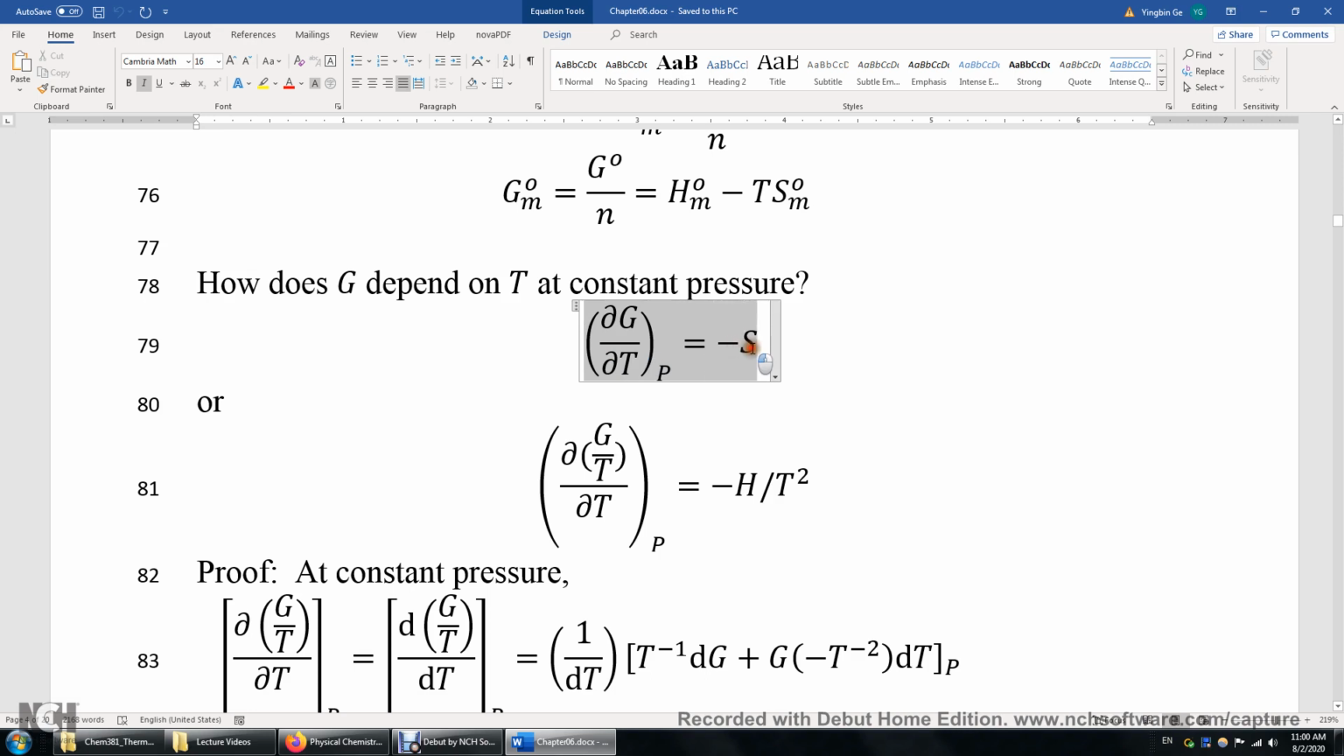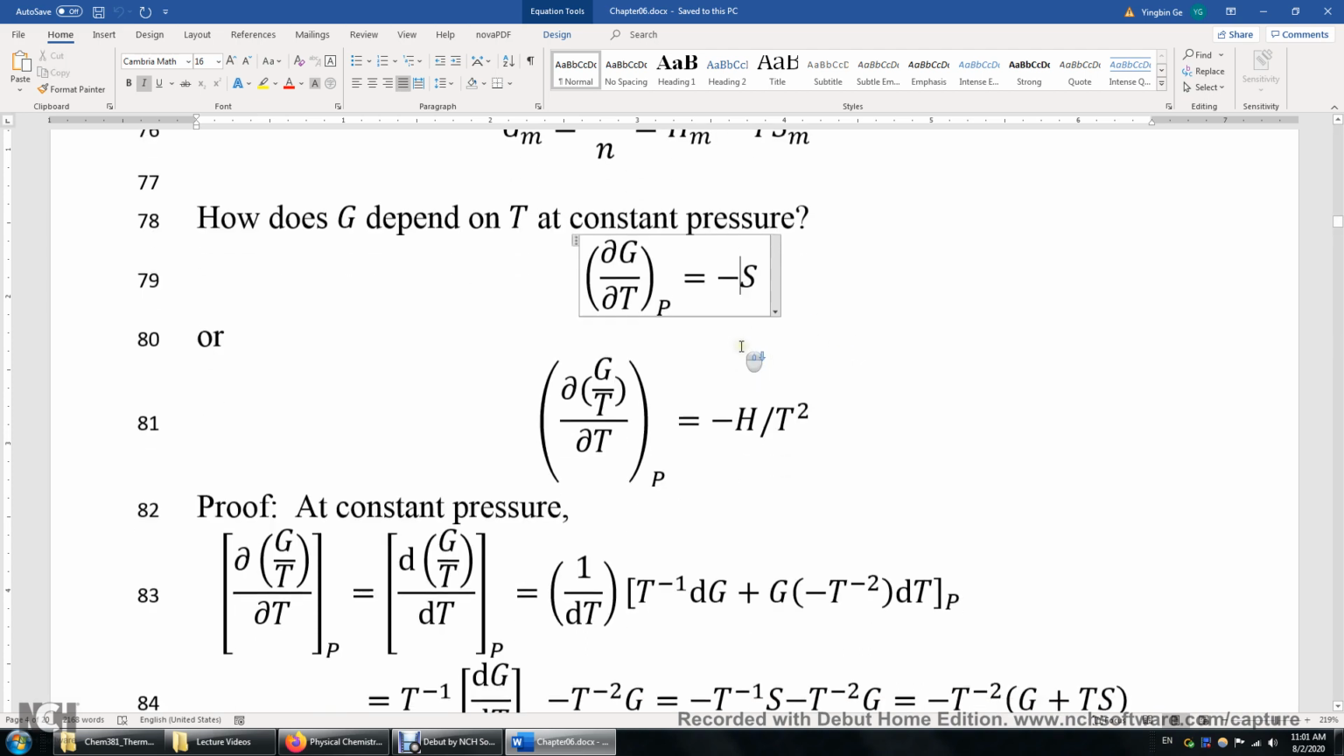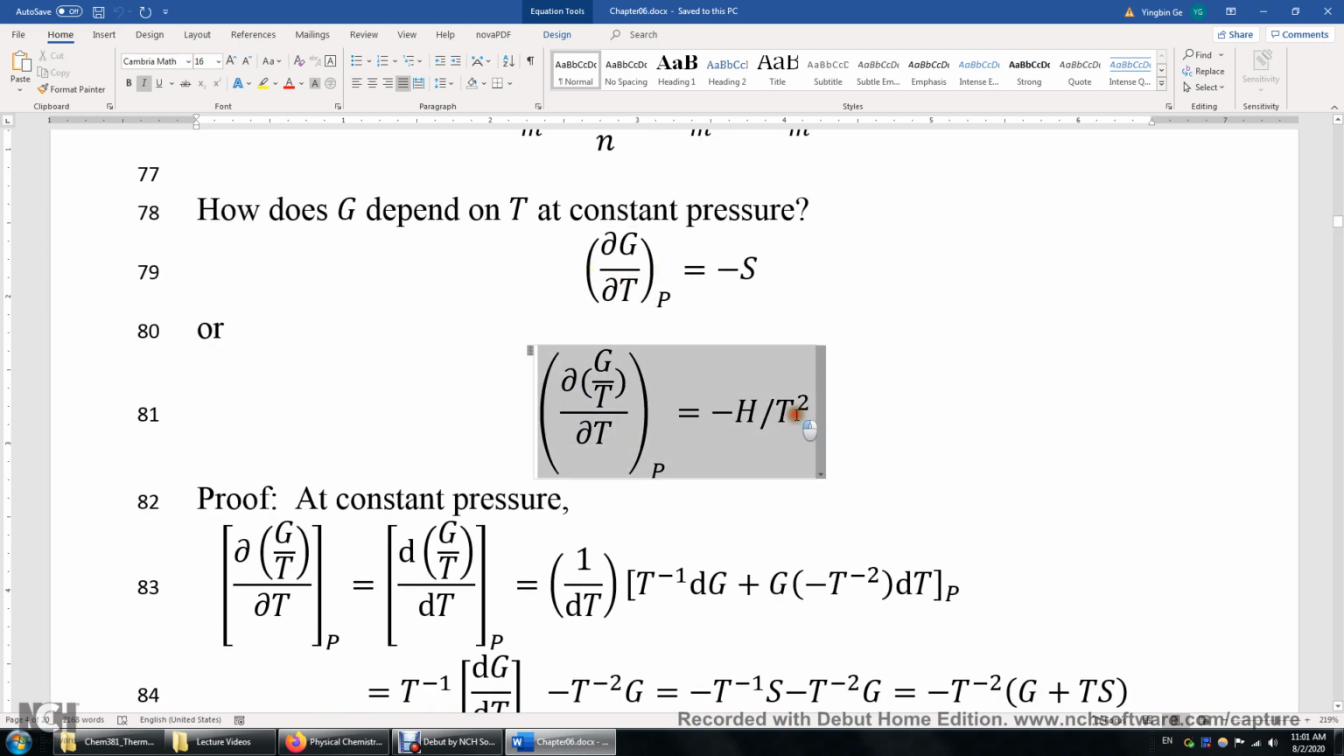Well, again, we have this equation here. This is because dG equals negative S dT plus V dP. When pressure is constant, V dP is 0, then dG is equal to negative S dT. So we have this equation. And then from this equation, we can prove this equation. The reason we do this is because typically it's difficult to measure entropy directly. It's a lot easier to measure enthalpy.